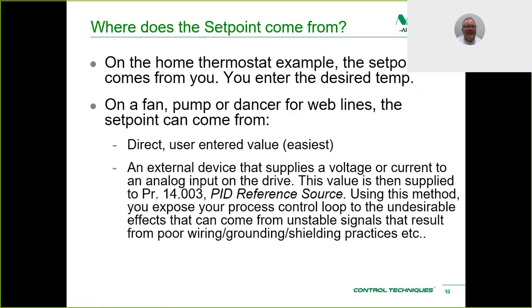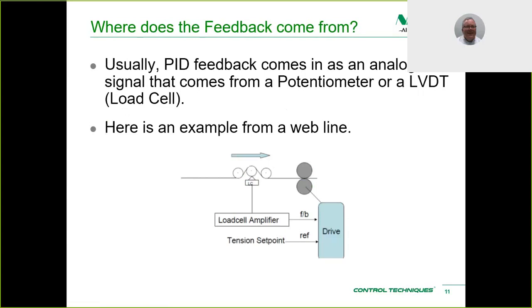That's a classic issue. Cabling, if you have a noisy potentiometer for the set point, if you have a noisy transducer for the feedback, well, now you're fighting noise from your transducers and you're trying to tune for the output on the PID. So you do need to use caution and good electrical installation practices if you're using analog external devices for both the set point and the feedback. Usually PID comes in as an analog signal. The feedback comes in as an analog signal that comes from a potentiometer, any sort of a DC source, or a load cell, LVDT.